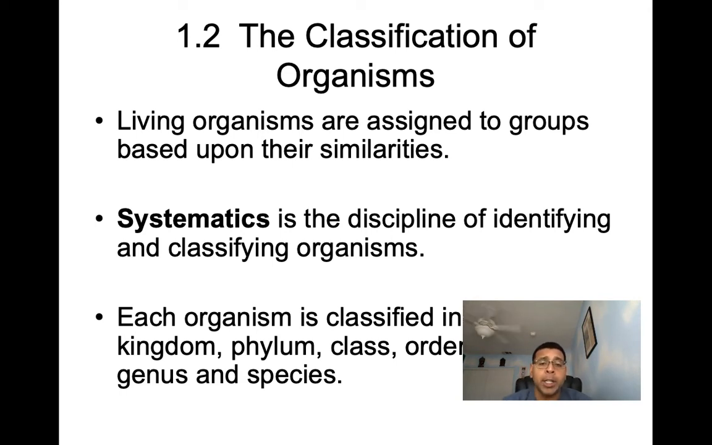Each type of organism is going to be placed in a domain, in a kingdom, a phylum, a class, an order, a family, genus, and finally, species.